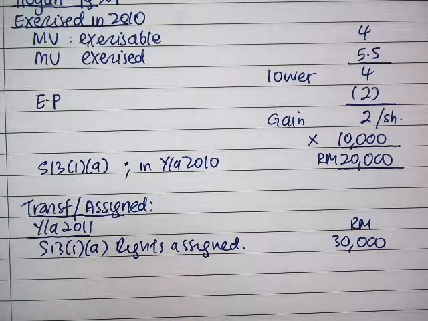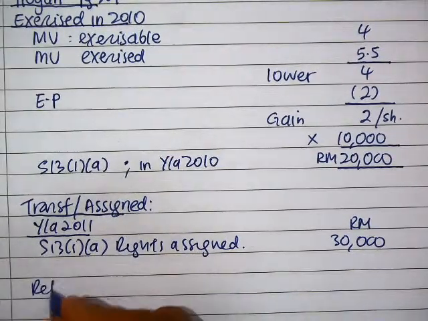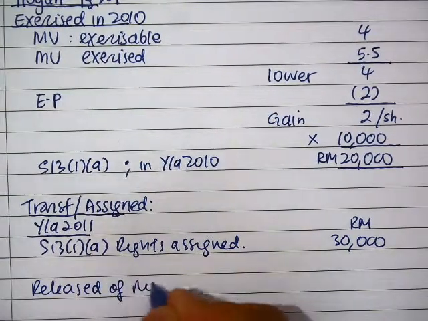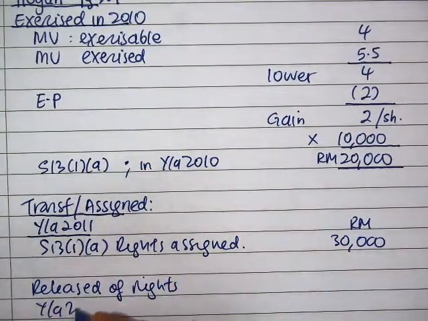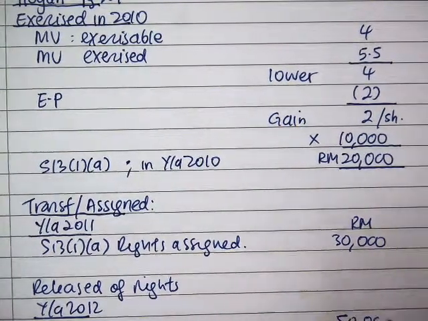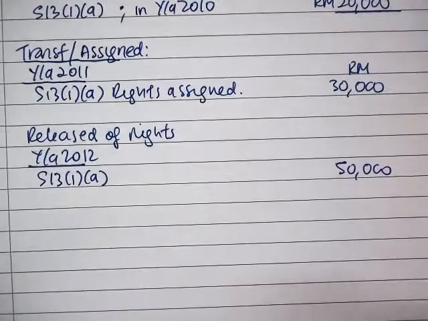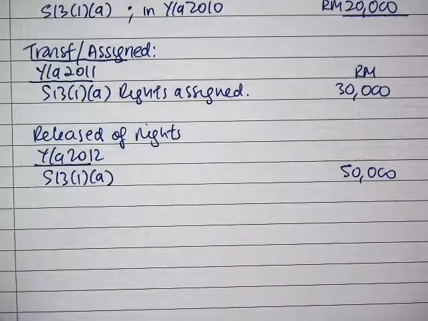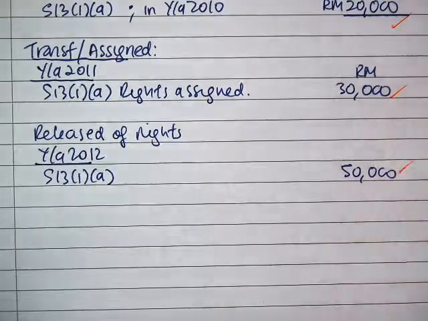Okay, now then you can see in the last case in 2012 that these rights have been released. So for the release of rights, whatever amount you get back for the release of rights also becomes a bequeath, taxable based on whatever amount you receive. So in that case, the release of the rights, 2012, 13(1)(a), 50,000. Okay, now that's how you deal with the figure.